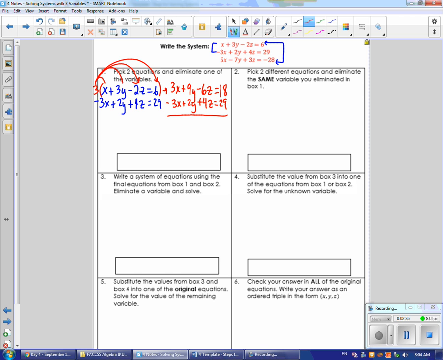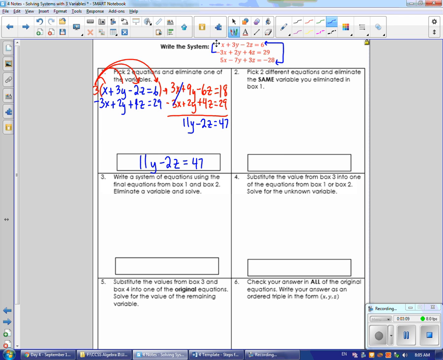And now I want to combine the two equations in an effort to cancel the x's. So my x's are going to cancel right away, so that's nice. And then I've got 9y plus 2y, which means I'm going to have an 11y. A negative 6z plus 4z is going to give me a negative 2z. And then I've got 18 plus 29, which is going to leave me with 47. And that's my new equation. So I've got 11y minus 2z is equal to 47.